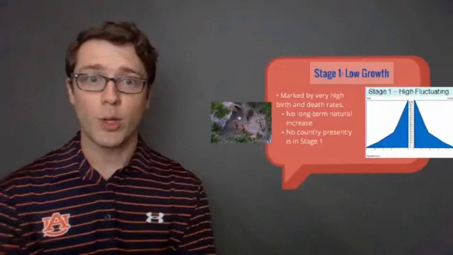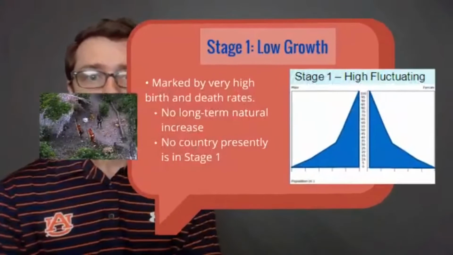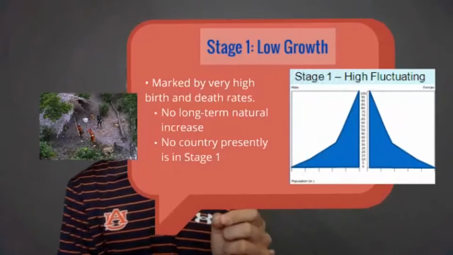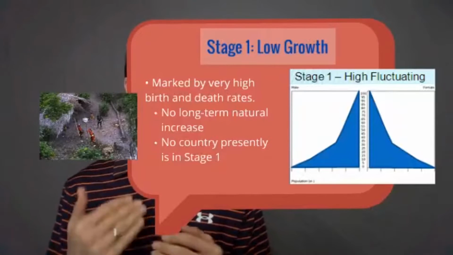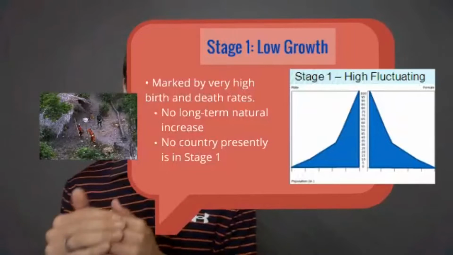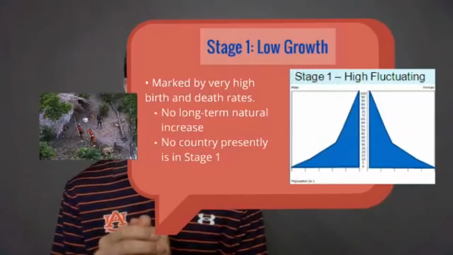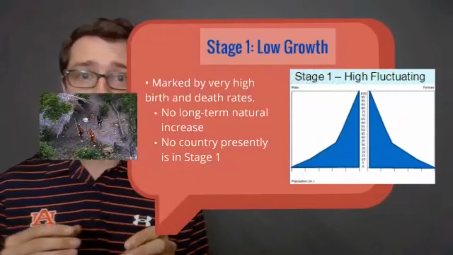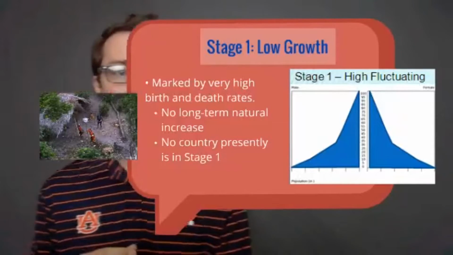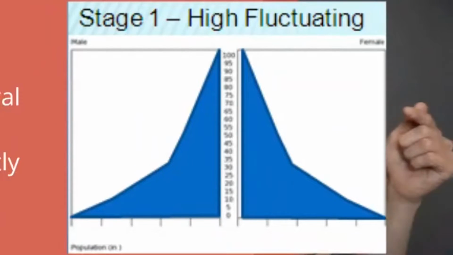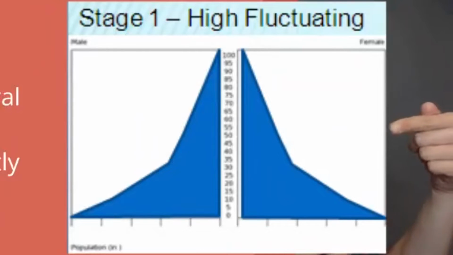So we'll start with stage 1, low growth, that we've talked about. So in stage 1, we see that we have very high birth rates and high death rates, but there's no long-term increase because both the birth and the death rates are really high in stage 1. We have no country presently in stage 1. So there are few people left on Earth still in stage 1, but there's no country presently in stage 1. So they call that high fluctuating. If you had a population pyramid of that, it would look like this right here.